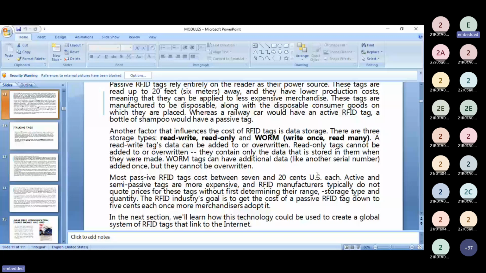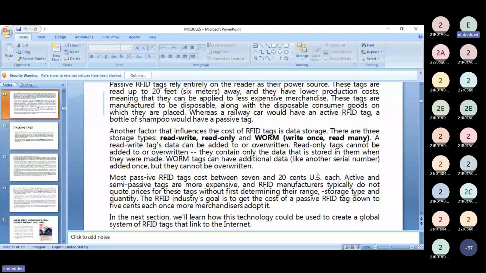Most passive RFID tags cost between 7 to 20 cents US. Active and semi-passive tags are more expensive, and RFID manufacturers typically don't quote prices for these tags without first determining their range, storage type, and quantity. The RFID industry's goal is to get the cost of a passive RFID tag down to 5 cents, as more merchandise adopts them. In the next section, we will see the technologies of the tags.